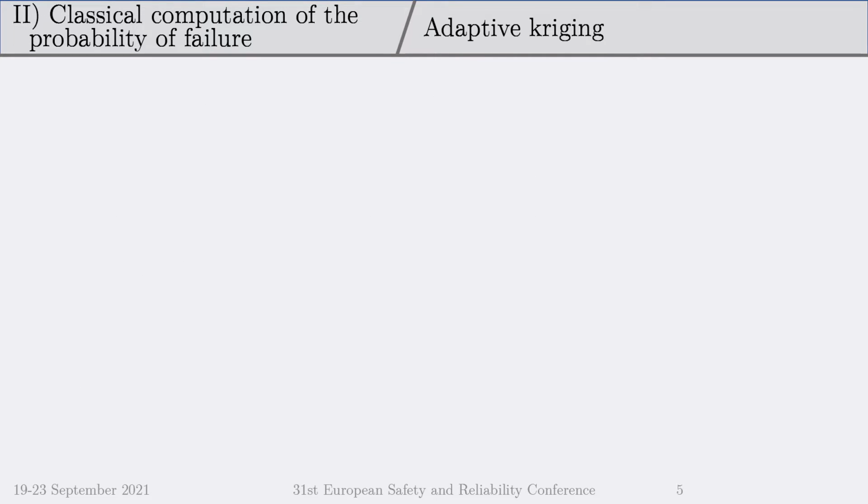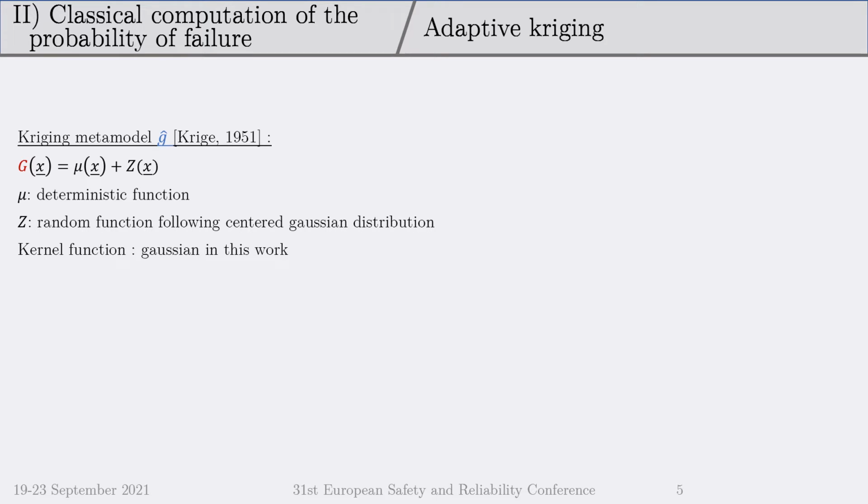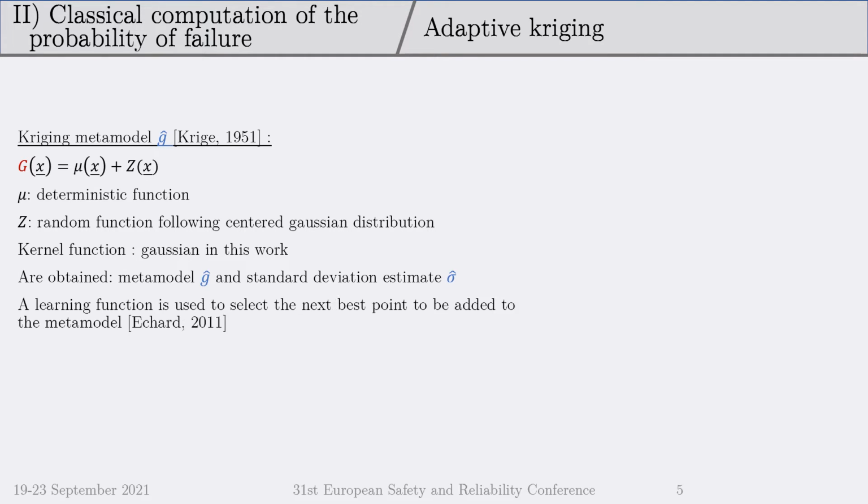So about adaptive kriging, the kriging metamodel G hat may be written as G hat equals mu plus Z, where mu is a deterministic function and Z is a random function following a centered Gaussian distribution. The kernel function is chosen as Gaussian in this work, and you will obtain in the end a metamodel G hat and a standard deviation estimate sigma hat.